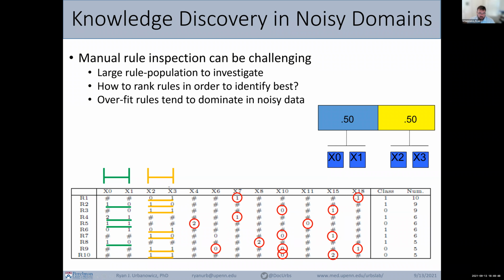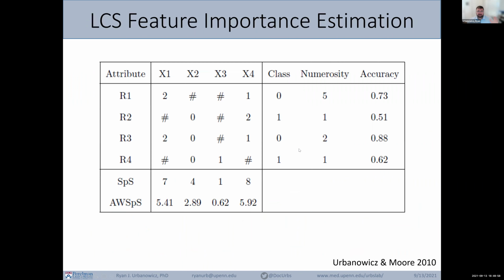You might think it's a four-way interaction between these or something else. So it's not so straightforward always when you're trying to do manual rule inspection in complex, noisy problem domains. So we tried to step back from this.